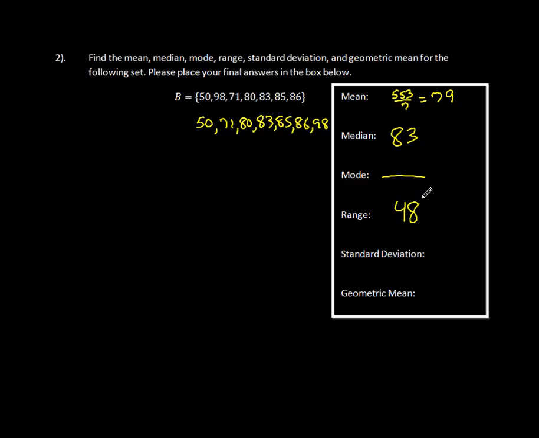Geometric mean, multiply them all out and take the, again, this would be the 7th root because there's 7 of them. And when you get that big, huge number and take the 7th root, you should get 77.6. Again, less than the mean, which is good.